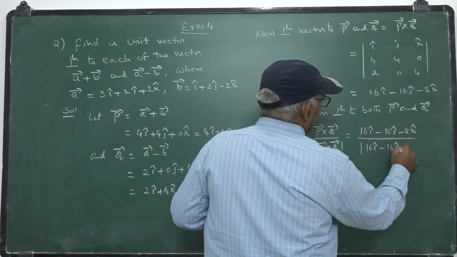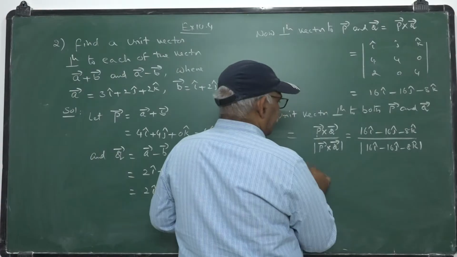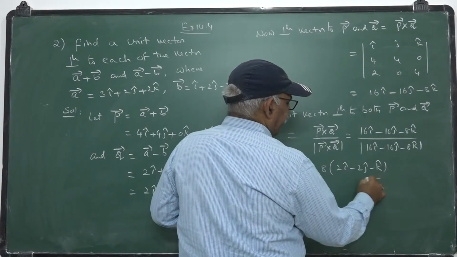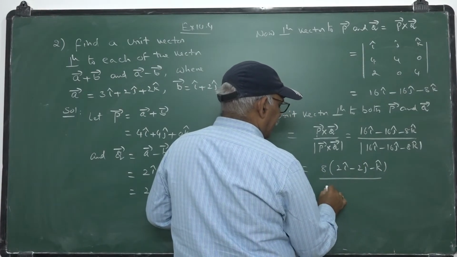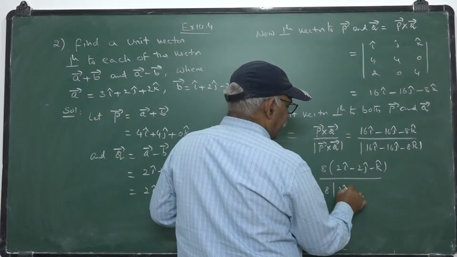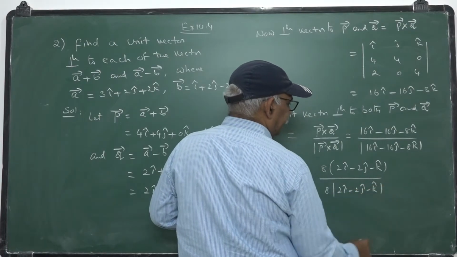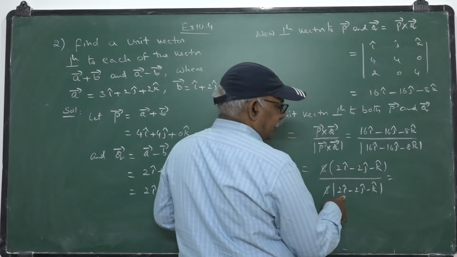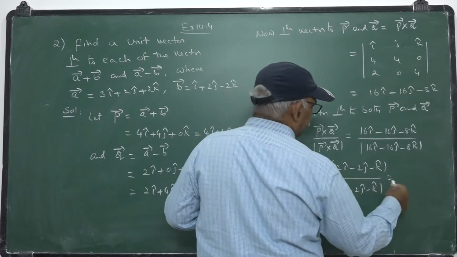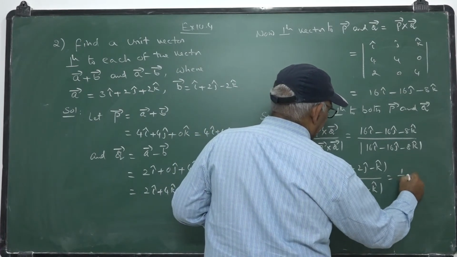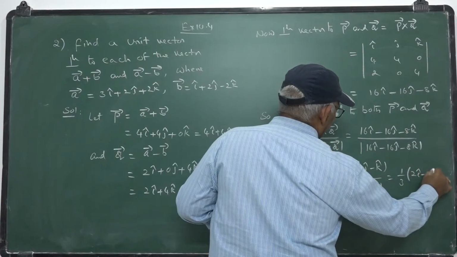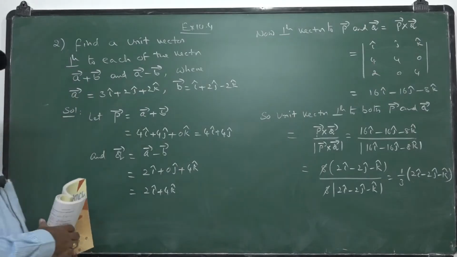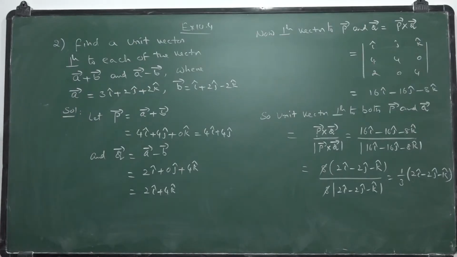That is, taking 8 common, 8 into (2i minus 2j minus k), divided by 8 into the modulus of 2i minus 2j minus k. You can cancel the 8, so the magnitude of the vector is the square root of 4 plus 4 plus 1, so root 9, that is 3. So 1 by 3 of 2i minus 2j minus k. The required unit vector is 1 by 3 of 2i minus 2j minus k.